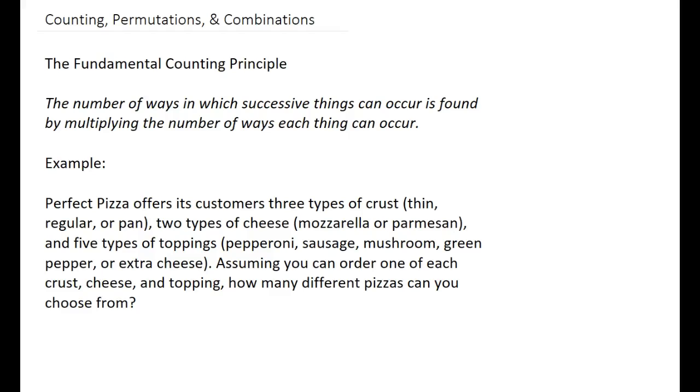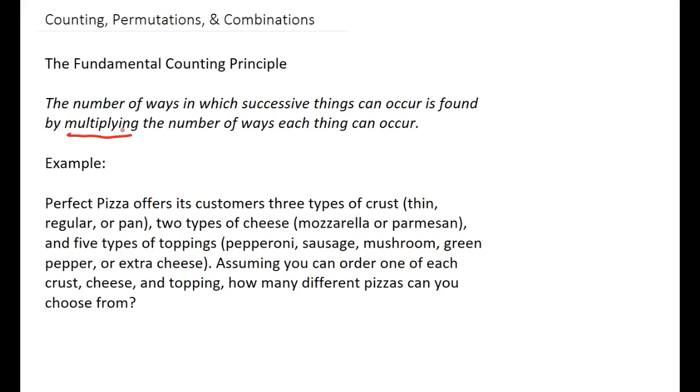So if you want to do probability, you have to be able to count things. And so that's what we're going to discuss in this screencast: counting, permutations, and combinations. And we're going to start with the fundamental counting principle. It says that the number of ways in which successive things can occur is found by multiplying the number of ways each thing can occur.